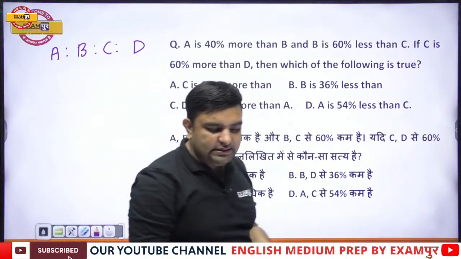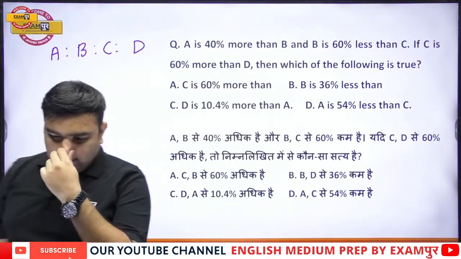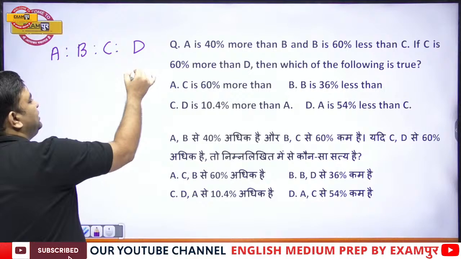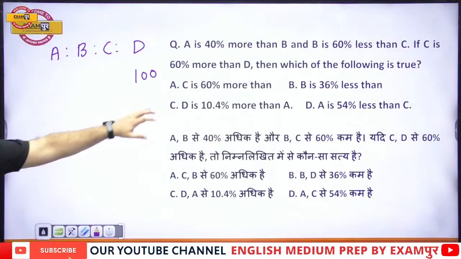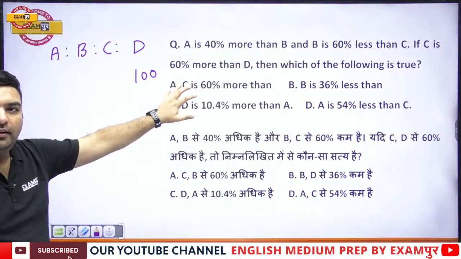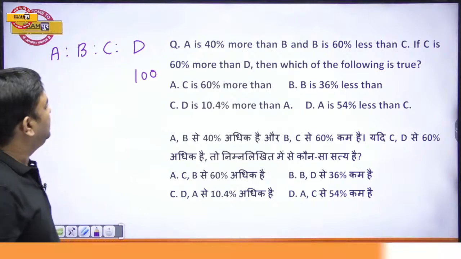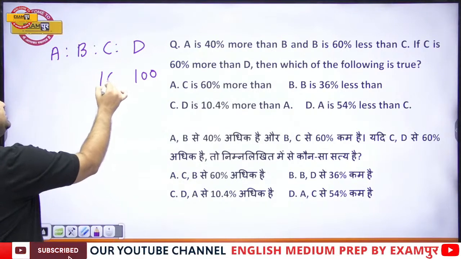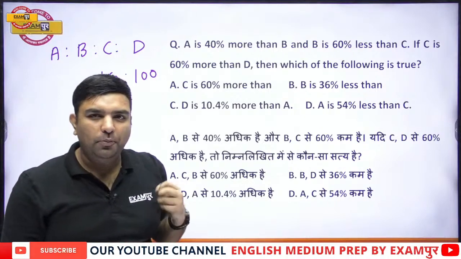When more numbers are there, it is always advisable to start with the last number. Assume the last number, D, as 100. C is 60% more than D, so C is 160. Half the job is done.